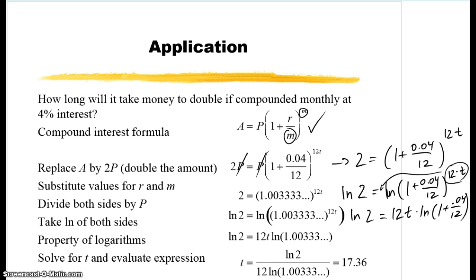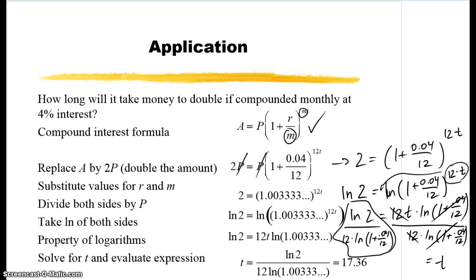Okay, and that brings us closer to isolating t by itself. In other words, solving for t. Because the next step would be to divide both sides by 12 times ln of (1 plus 0.04 over 12). And that's, on the right hand side, going to give us t by itself, and on the left hand side is going to give us this ugly looking thing, which now would be a good idea to simplify with your calculator, so let's do that.